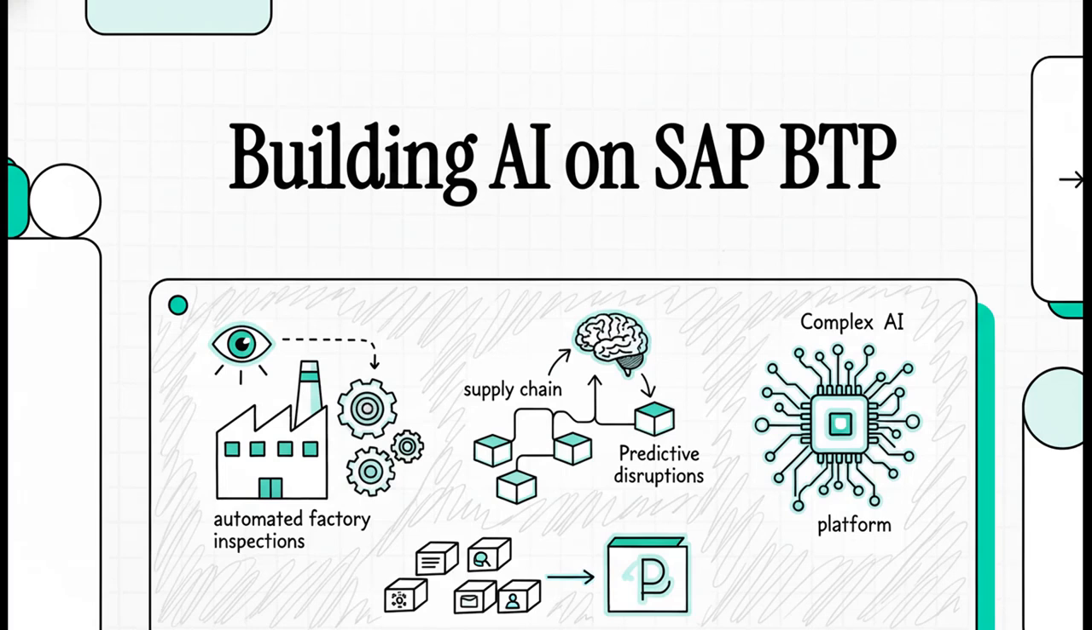Have you ever stopped to think about how massive global companies actually build and use artificial intelligence? I mean, we're not talking about a simple chatbot on a website. We're talking about really complex AI that can automate factory inspections or predict massive supply chain disruptions. It is a huge, huge challenge. So today, we're going to pull back the curtain and look inside one of the platforms designed to do exactly that, SAP's Business Technology Platform.